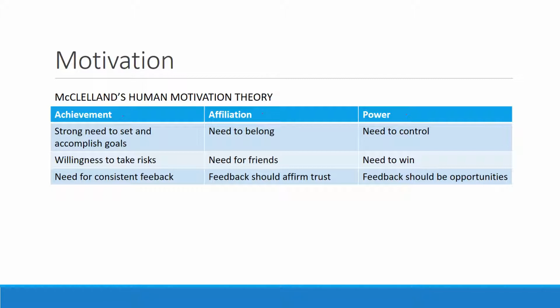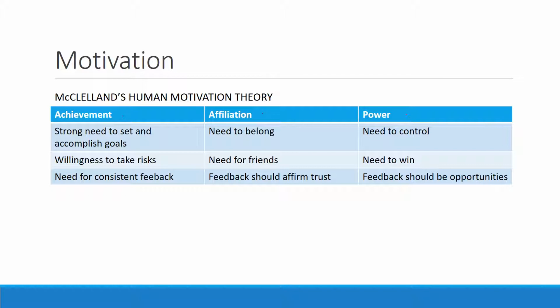In each of the domains in McClelland's motivation theory, the employee is looking to fulfill the minimum, either setting goals, belonging, and controlling, and then building upon that. Okay, I've set my goals. Now I want to take some risks. So setting new goals, harder goals. I belong to something, but now I want to make friends within that affiliation. That's a little different than just belonging. And in power, I control at least myself. Now I want to control more than myself, and that makes me a winner.